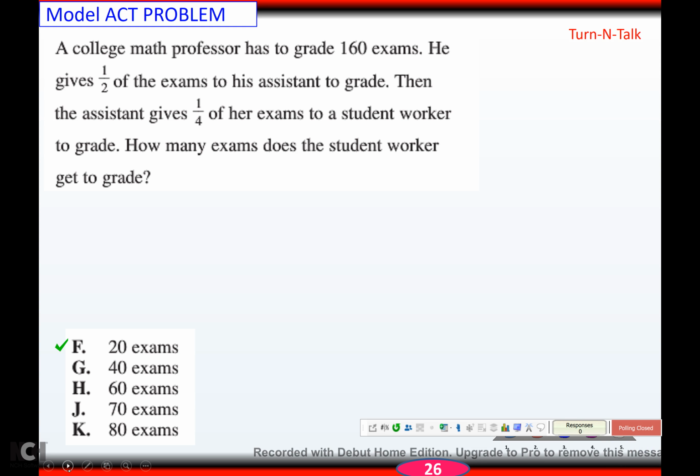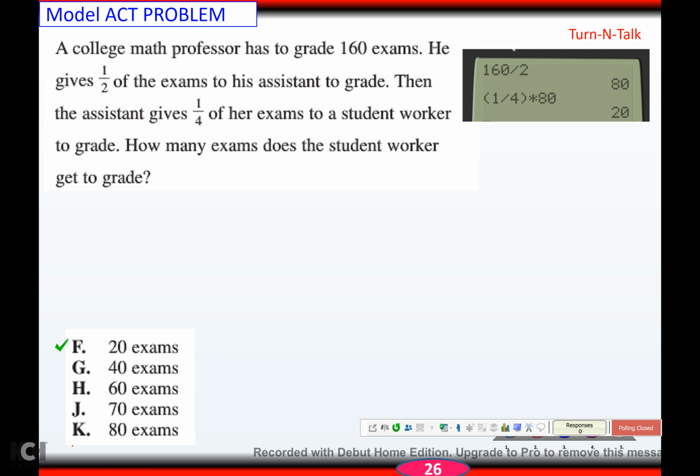And hopefully you got 20. So it says a college math professor has to grade 160 exams. He gives half of the exams to an assistant to grade. Then the assistant gives a quarter of her exams to a student worker to grade. How many exams does the student worker get to grade?